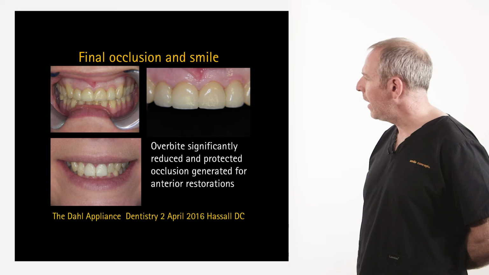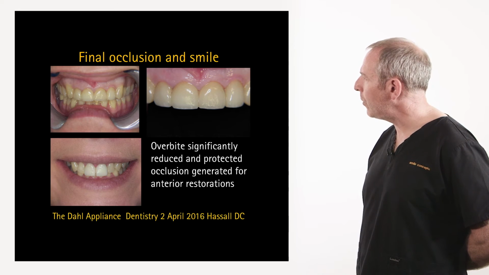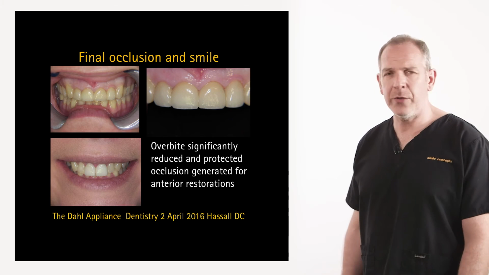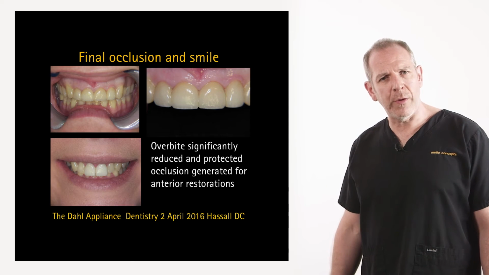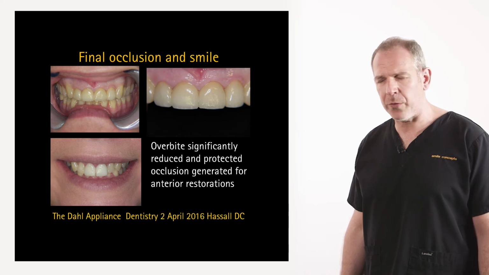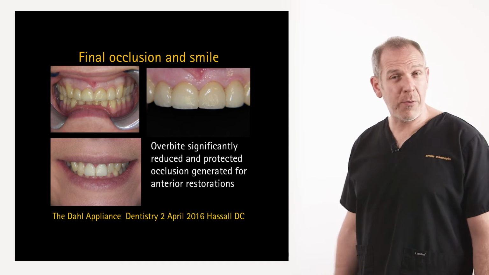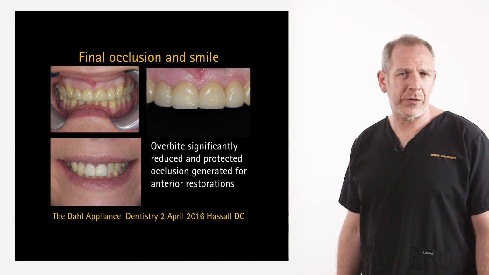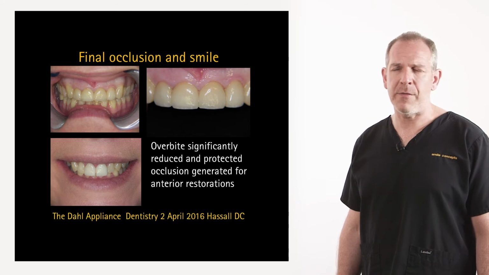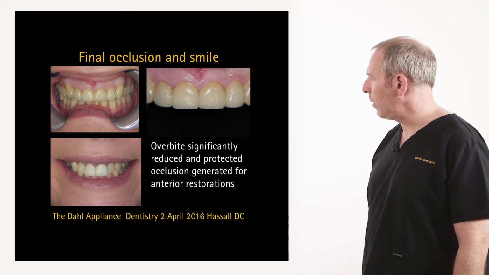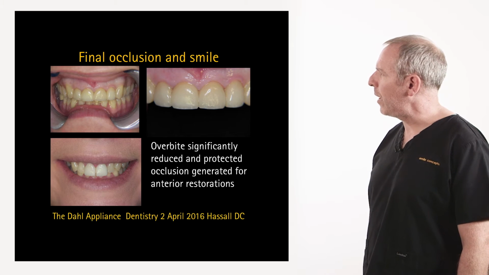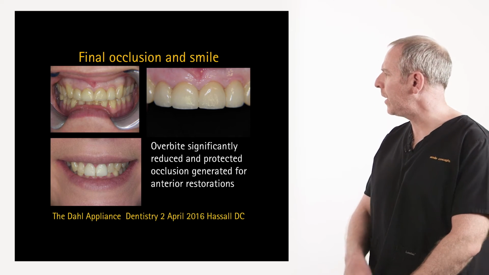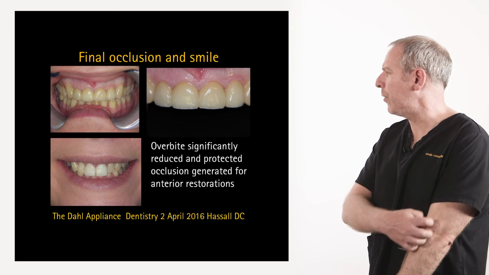And hopefully this will eliminate that pulp death because we're undertaking much more minimal preparations. Here are the final e.max crowns, and in this case we undertook e.max crowns with a small amount of Feldspathic porcelain on top. We could use press-only e.max crowns, which are stronger and still have very, very good aesthetics. But the overbite is reduced, and we have restored our canine guidance, and so we have a protected occlusion.